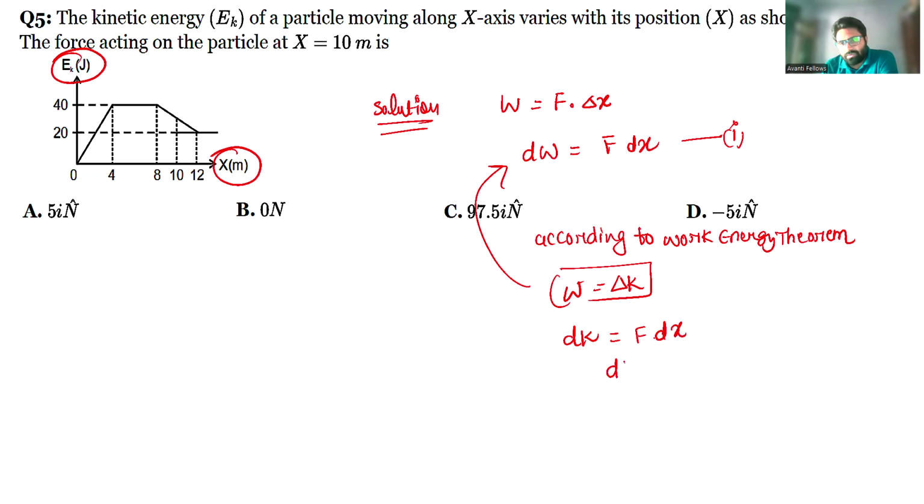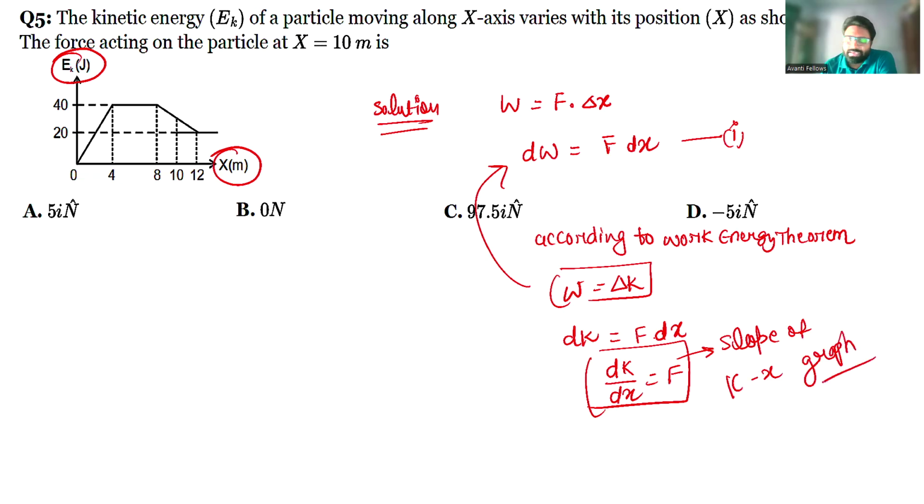If you focus on this part, dK by dx represents the force, and dK by dx is nothing but the slope of the K-x graph. And here the K-x graph is given to you. So at x equals 10, what is the slope? For that, you need to calculate the slope of this portion, and this is a straight line.